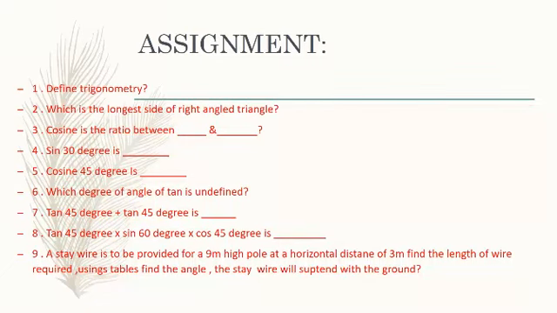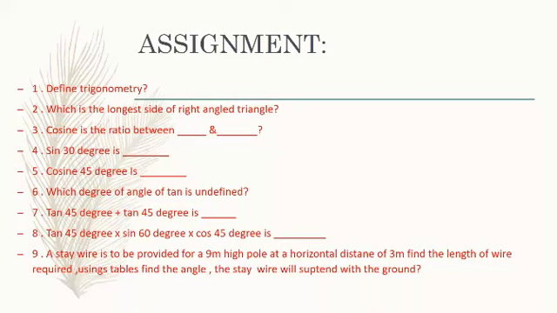Seventh question is tan 45 degree plus tan 45 degree is dash. Is it tan 90 degree? No, it is not. You have to substitute the value of tan 45 degree and again tan 45 degree, and if you add them you will get the answer. That you have to try. Eighth question is tan 45 degree into sin 60 degree into cos 45 degree is dash. Just substitute the values and multiply it, you get a value.